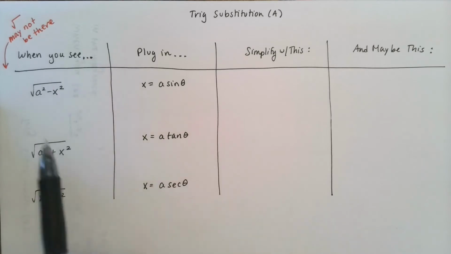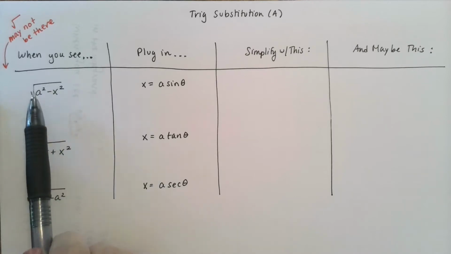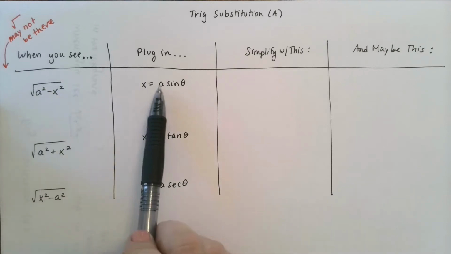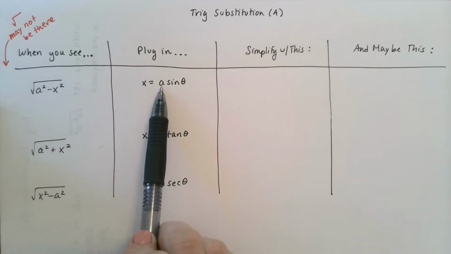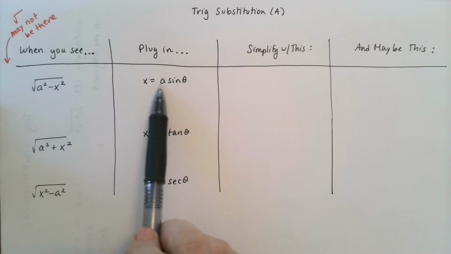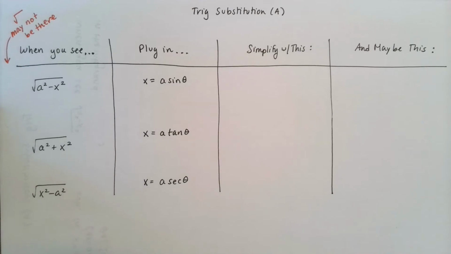When you see one of these three types of things in your integrand, you are going to make a substitution as prescribed in the book. So if you see the square root of something minus x squared, the only reason we say a squared here is so that we can say a here. So if this is 4, you choose a 2 over here. If this is 10, you put square root of 10 over here, right? So this is just the square root of whatever number is there. If you see that, then you plug in x equals that number times sine of theta.